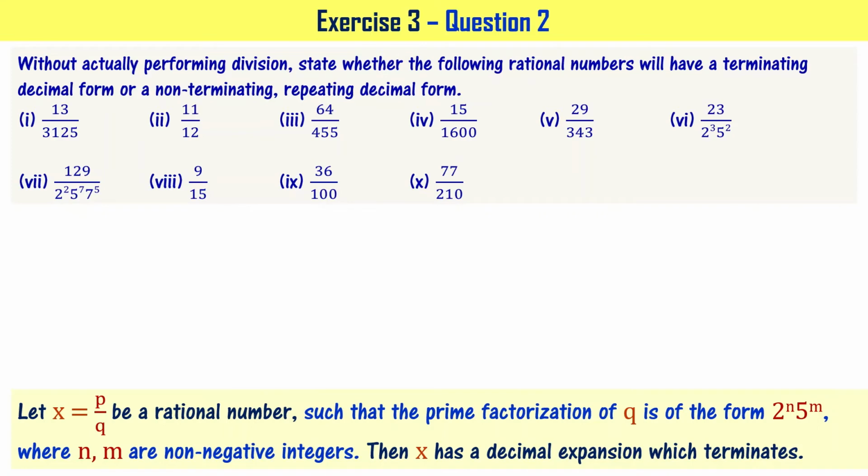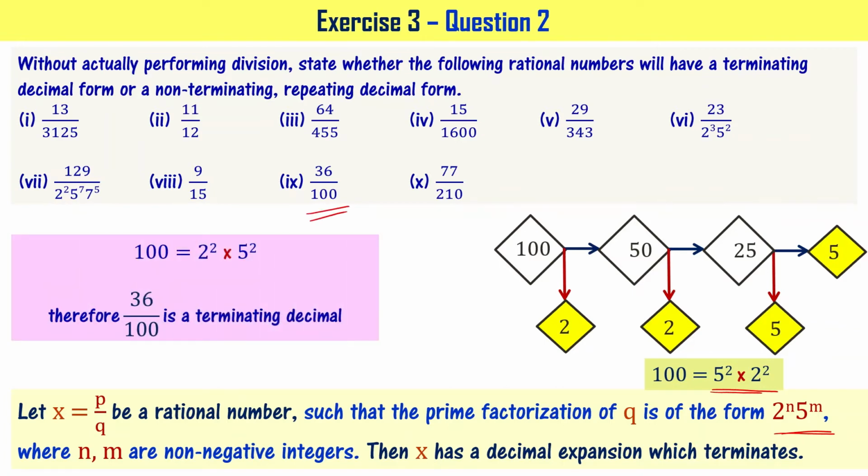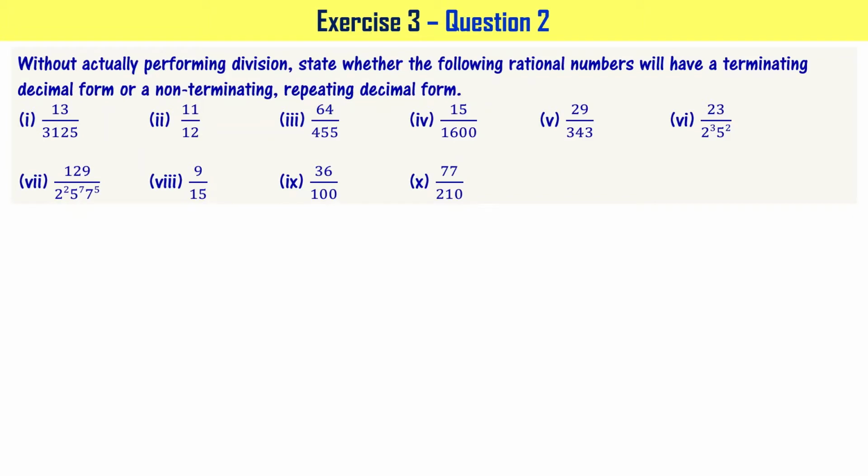Let's look at the prime factors of 100. 100 can be written as 2 square times 5 square, right? It is in the required form. It is in the form of 2 power n 5 power m, right? So we can straight away say that 36 by 100 is a terminating decimal. Got it? Now let's look at the next part of the problem, that is 77 divided by 210.